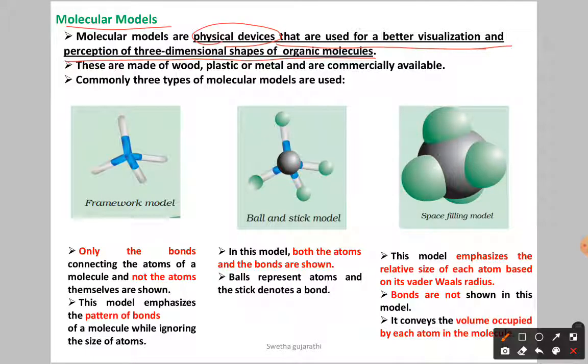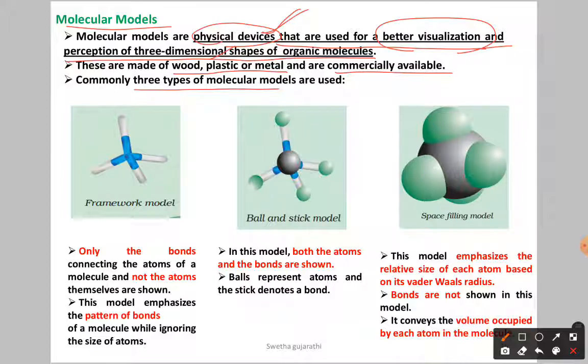Here you can see these are just some devices, okay? You can see really how the molecule will look, how you can really feel it. So this is a better visualization and perception of 3D shapes of the molecule. These are made up of wood, plastic, metals, and are commercially available in the market. So generally we have three types of molecular models.